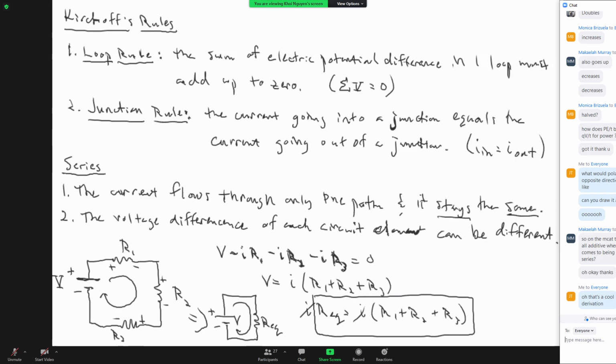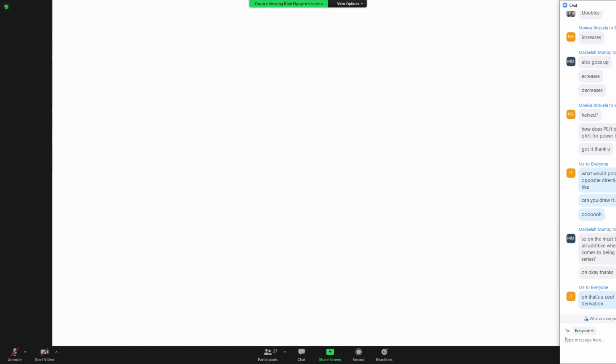Okay. For the MCAT, you're just going to deal with one equation. You're not going to deal with multiple. Trust me. Okay. All right. So now let's deal with things that are in parallel and take a look at the junction rule. Okay. So for things that are in parallel, there are two rules as well.